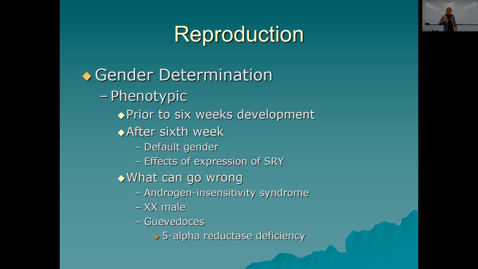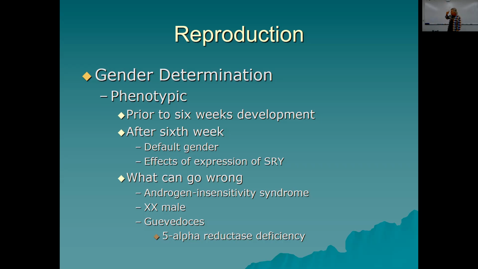The Wolffian duct system has got a little time bomb in it. If no switch goes on, that tissue gets destroyed by itself. It's called apoptosis. That's destroyed. And then you have a complete normal little baby girl.